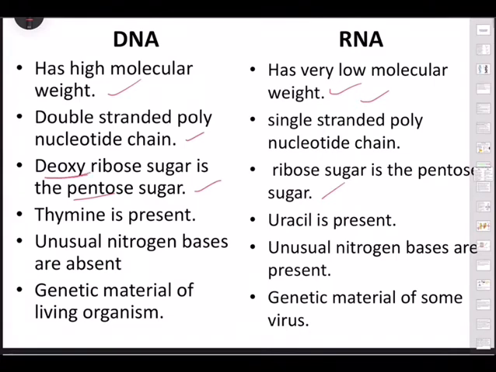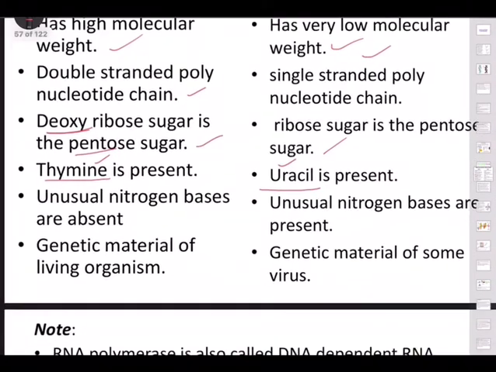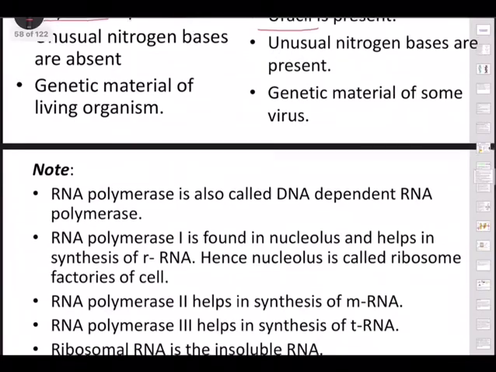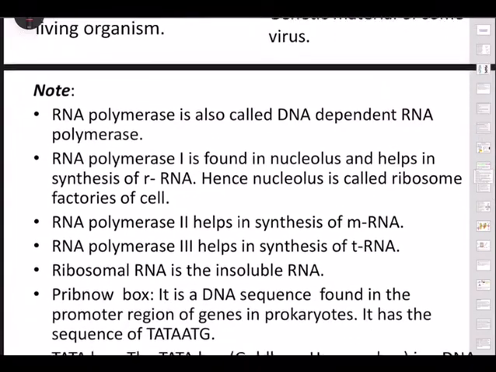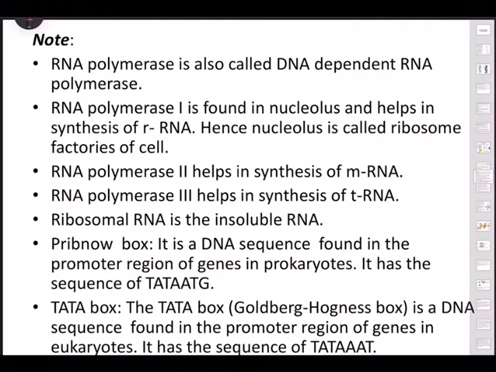And here the nitrogenous base is T, thymine is present. In place of thymine in RNA, uracil is present. And unusual nitrogen bases are absent in DNA, while unusual nitrogen bases are present in RNA. DNA is the genetic material of living organisms. If someone asks you what is your secret, we say always my DNA is my secret. And RNA is the genetic material in some viruses. That's how COVID-19 is doing damage. So viruses have got their genetic material as RNA. RNA polymerase is also called DNA dependent RNA polymerase, because it is depending on DNA.